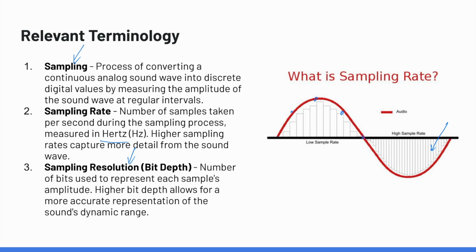Sampling resolution is essentially our bit depth, but as it applies to audio. So it's how many bits are used to represent each sample. And higher bit depth means a more accurate representation of the sound at that particular point. So basically, if we have more bit depth, we have a greater range with which to represent particular sounds, and therefore we can have a more accurate representation.